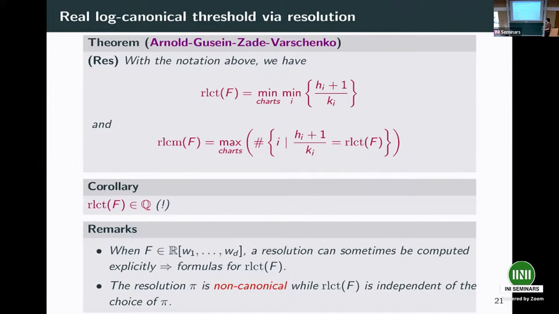So in particular, the real log canonical threshold is rational, and that's not at all clear from any of the analytic definitions. And I don't know any proof that it's rational which doesn't use the resolution. When f is a polynomial, then sometimes you can actually compute a resolution and get formulas for this real log canonical threshold. But in the general real analytic case, writing down the resolution seems hard, and it's all the more impressive that Hironaka's theorem ensures that there is one.